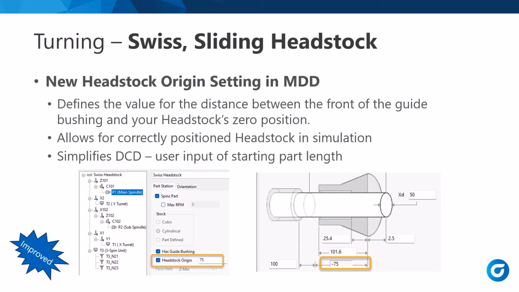Another quick one here for you folks using Swiss machines. We now can define a headstock origin. So basically your sliding headstock now, especially for purposes of machine sim, will be located in the correct position when you start the part. And it's also easier to input like the starting part length and all in the DCD.